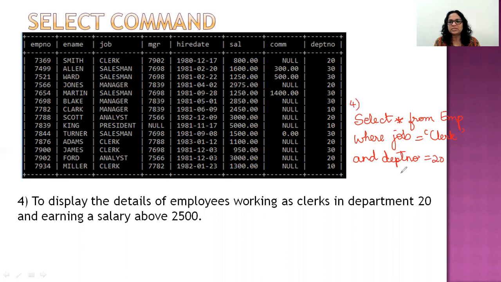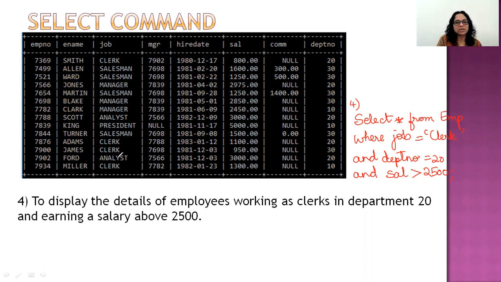This is your fourth answer, right? One more condition: he has to be earning a salary above 2,500. So SAL greater than 2,500. So there are more than 2 conditions all joined by AND. What does that mean? The person you're talking about should satisfy all 3. Let's look at the first person. Is he a clerk? Yes, so he satisfies the first condition. Is he in department 20? Yes, so he satisfies the second condition. Is his salary above 2,500? No. So he doesn't satisfy the third condition, and his record will not be displayed.